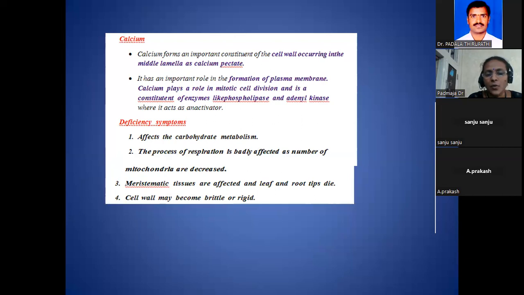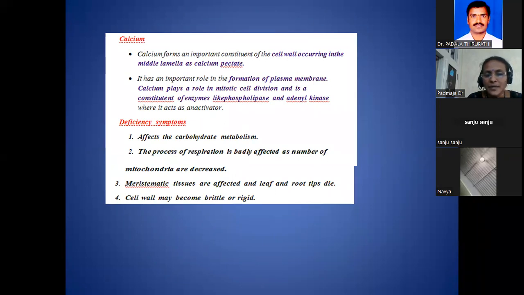And calcium plays a role in mitotic cell division. That means it is helpful in the formation of spindle fibers. As a result, mitotic cell division takes place. It is also a constituent of enzymes like phospholipase and adenyl kinase, which are activators.